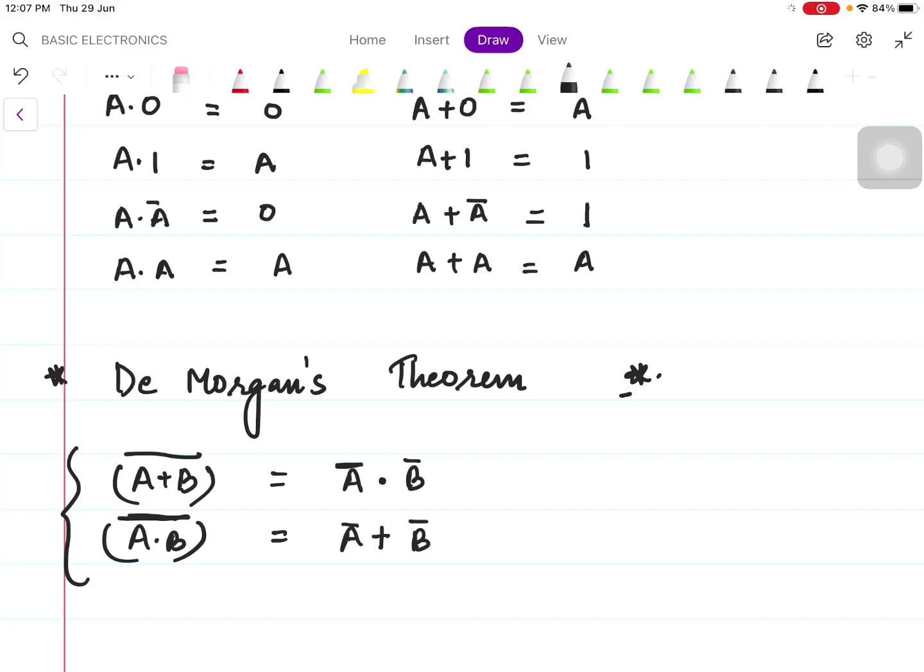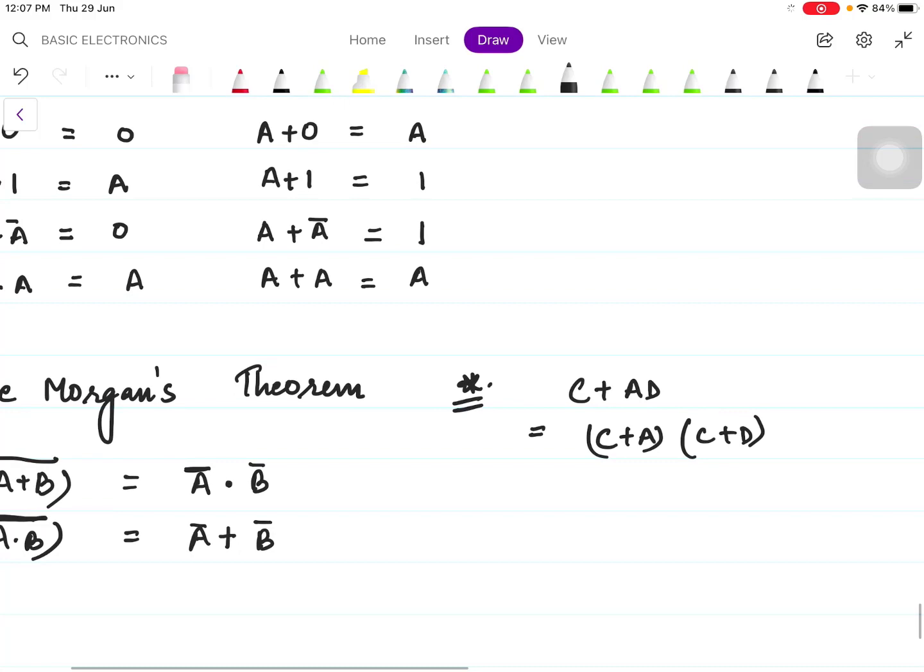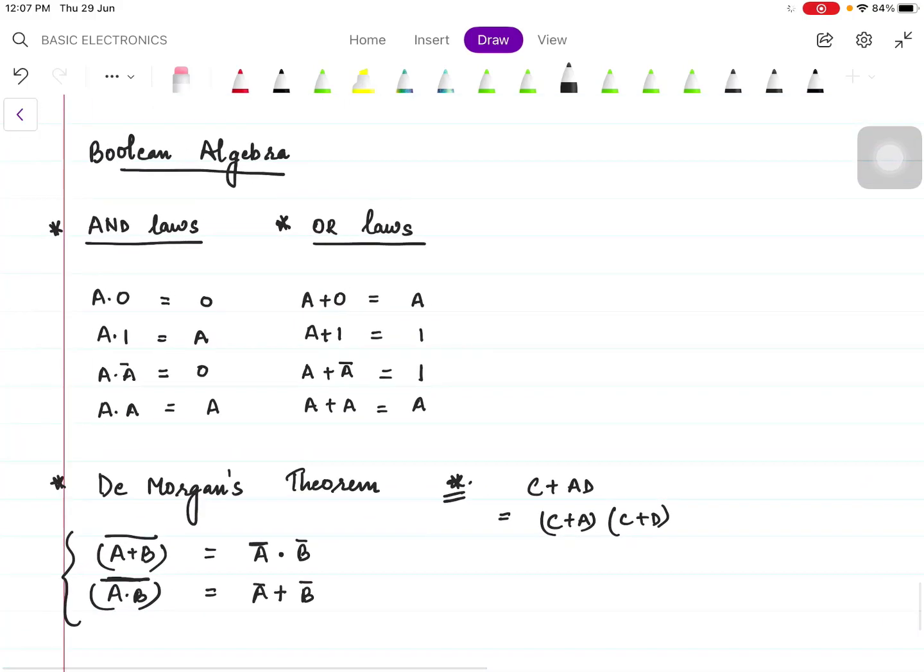Another law is very simple: C plus AD. If you encounter any such expression, we can break it into (C plus A) dot (C plus D). So these are the only 4 laws of Boolean algebra that we have to follow while minimizing any expression. Very important, we only have to follow these 4 laws and minimize the expressions.